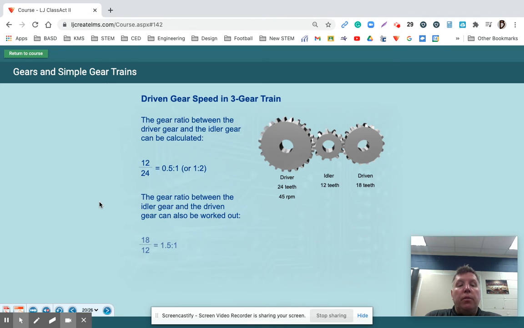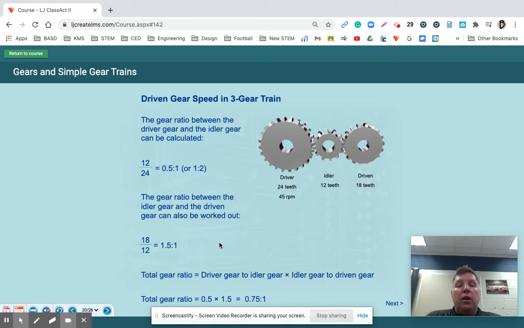The gear ratio between the idler gear, this one right here, and the driven gear can be worked out as 18 divided by 12, or 1.5 to 1. See, that idler gear is a little smaller than the driven gear. It would make sense that it would have to rotate more in order to keep up with the driver and driven gear.